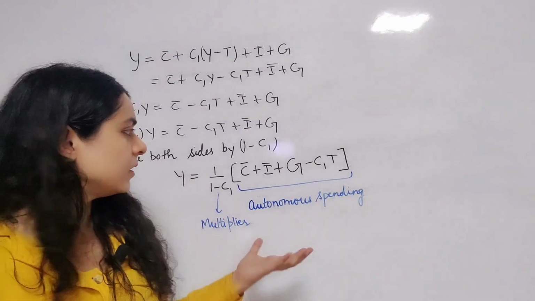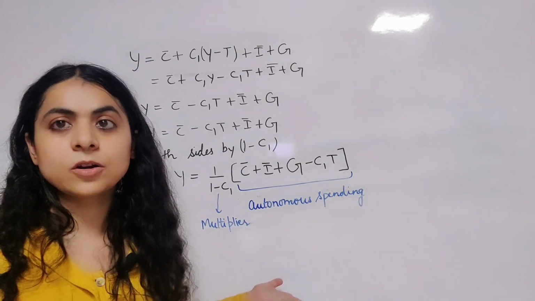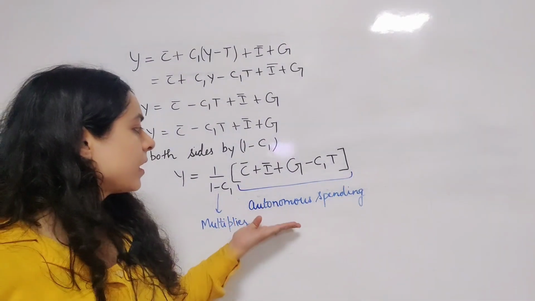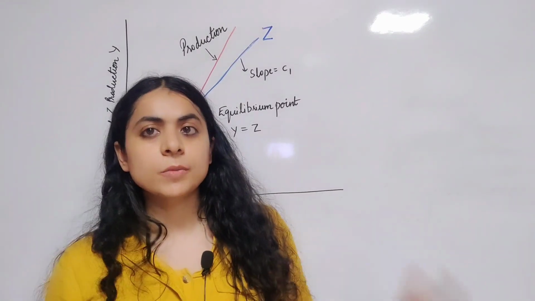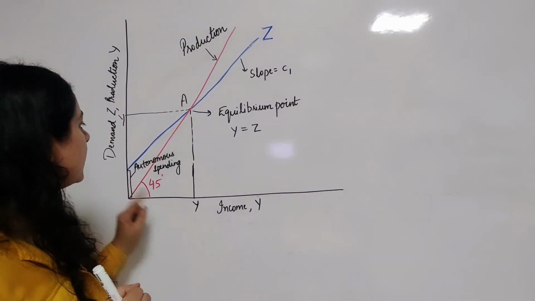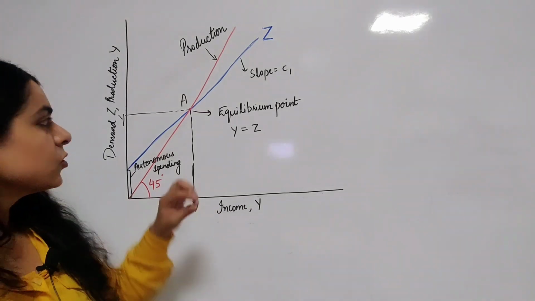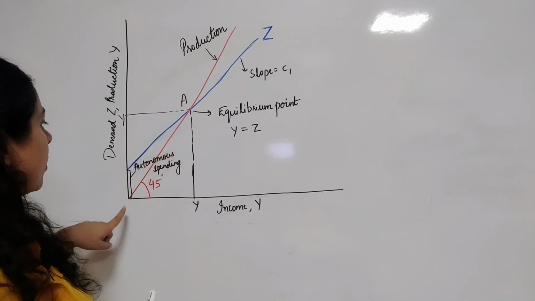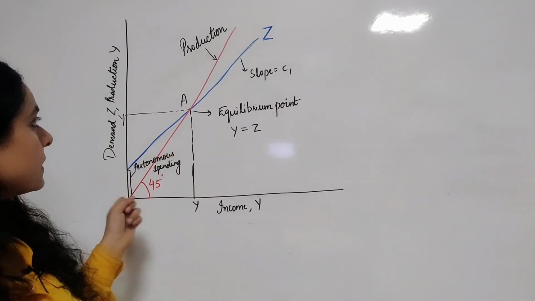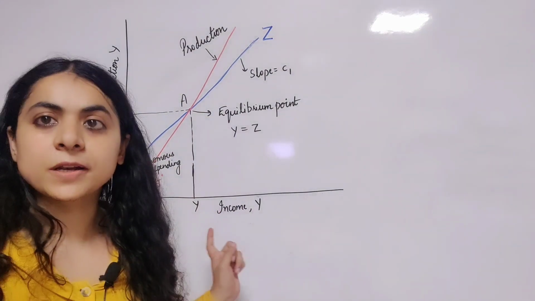This spending does not depend on the level of output, therefore it is termed as autonomous spending. Now let's draw a graph to show this equilibrium condition. As you know that production and demand are identically equal, so we have shown this relation with the help of a 45-degree line, and this line has a slope equal to 1.